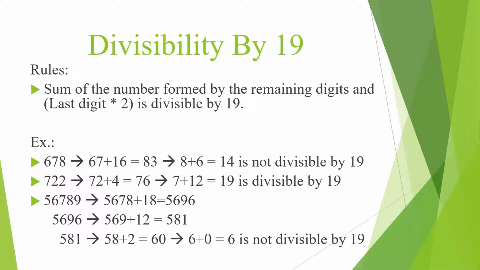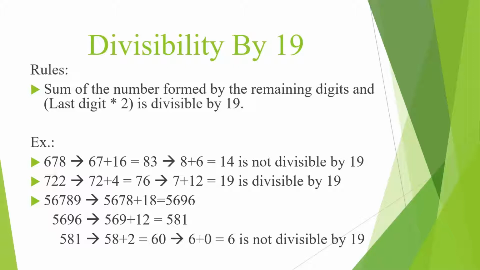Now let's see an example, 678. Ignore the last digit, we will get 67. Last digit into 2, which is nothing but 8 into 2 equal to 16. 67 plus 16 equal to 83, which is a bigger number. Let us reduce it further. Ignore the last digit 3. Consider the number 8 plus last digit into 2, which is nothing but 3 into 2 equal to 6. 8 plus 6 is equal to 14. 14 is not divisible by 19. So the number 678 is also not divisible by 19.